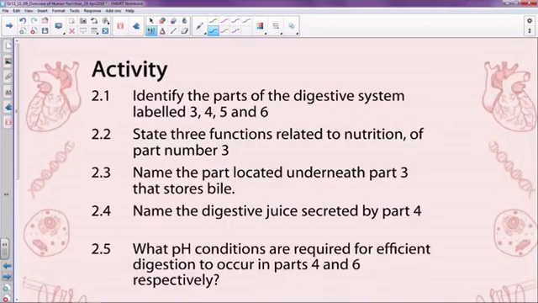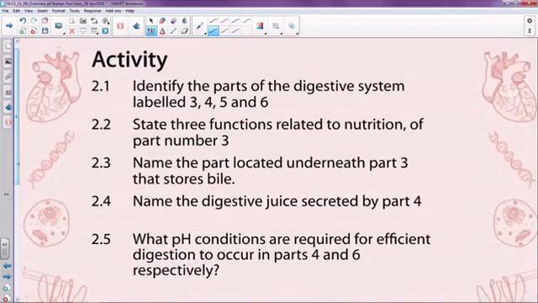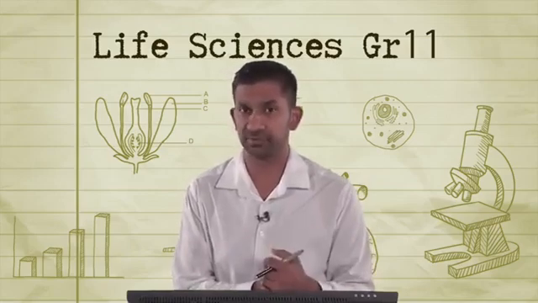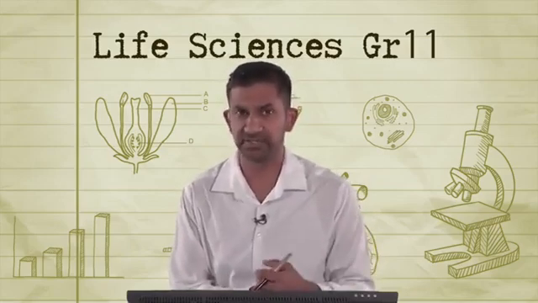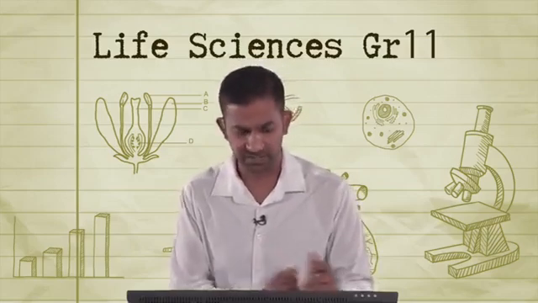Let's look at the questions. I'm going to read through these and then give you probably 3 minutes to work through them. Let's look at 2.1. Identify the parts of the digestive system labeled 3, 4, 5, and 6. And guys, when you have a diagram like this, what I always encourage my learners to do is very quickly try and label the diagram, label as much as you can, so that you can go on to answer some of the questions knowing that these parts have been labeled, and you can use that in your answers.